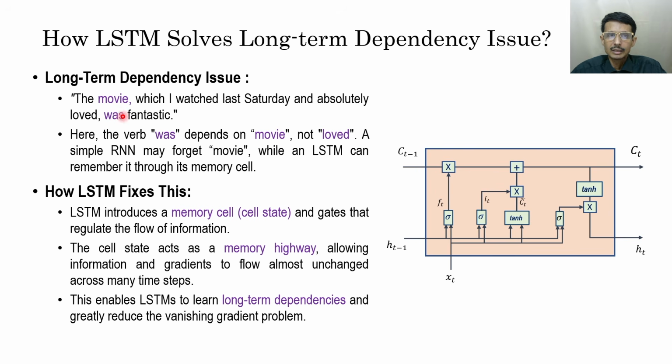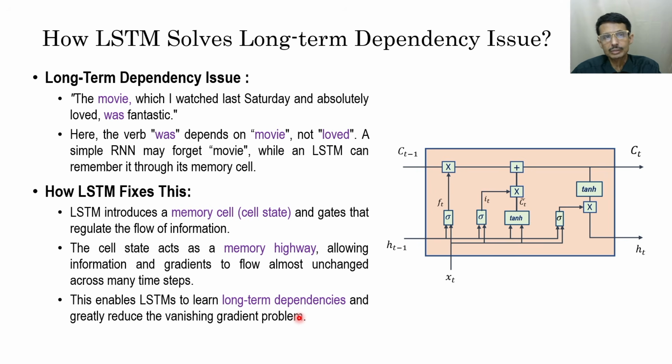So when we are modeling this word, this is what we are taking into consideration: the movie. Because of this long-range dependency, the LSTM remembered the movie, which a normal RNN may forget. So how does LSTM fix this? LSTM introduces the memory cell state and gates that regulate the flow of information, as we have seen in the last slides. The cell state acts as a memory highway, allowing information and gradients to flow almost unchanged across many time steps. This enables LSTM to learn long-term dependencies and greatly reduces the vanishing gradient.